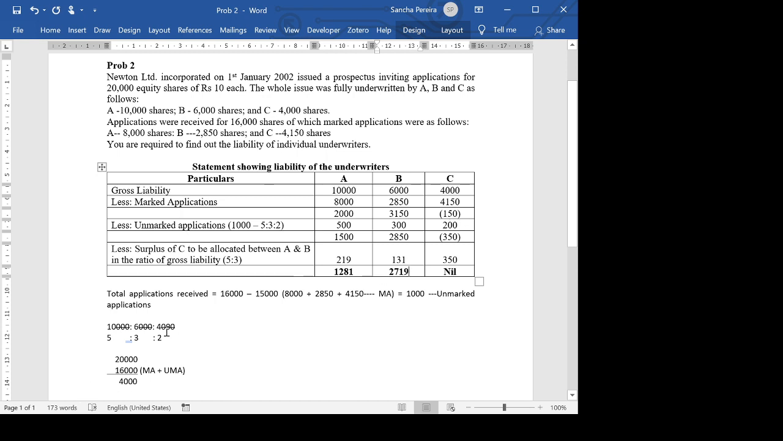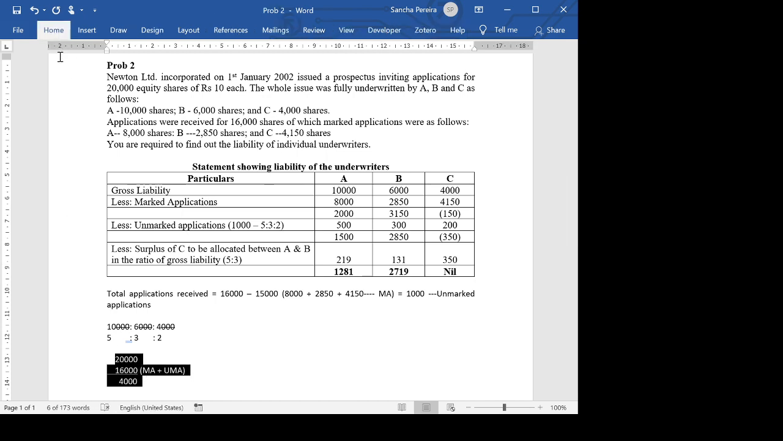Okay, so what we have done is just a kind of a working. What we show in this statement is a more elaborate version of this. So we start with the gross liability, this 20,000. Then you minus the applications. We segregate them as marked and unmarked. The 16,000, which is your mark, we first minus the mark, then minus the unmarked. In case there's any surplus, you divide the surplus between the remaining underwriters, and then you get the answer.